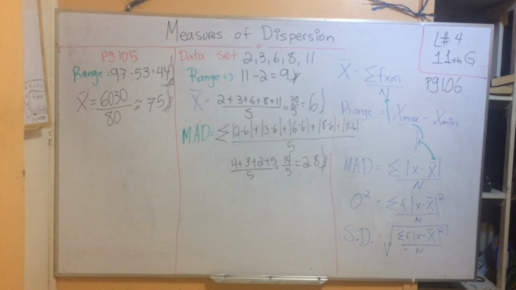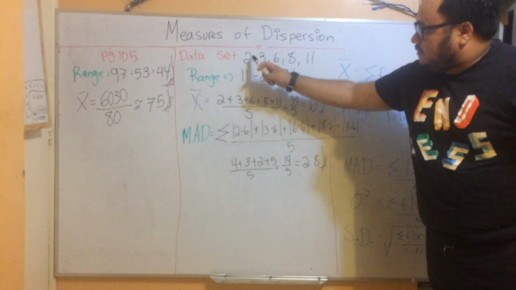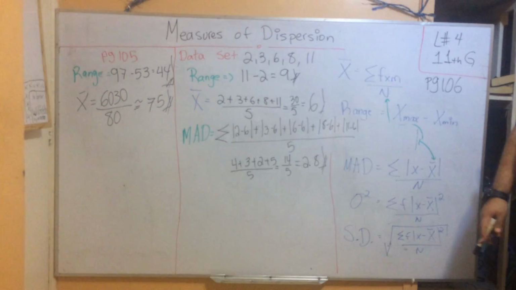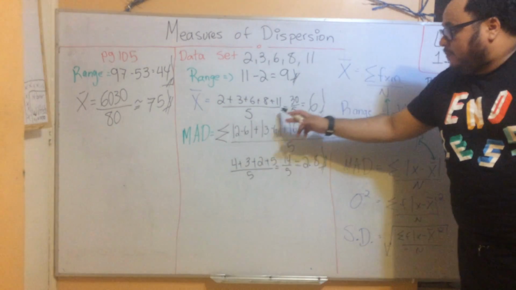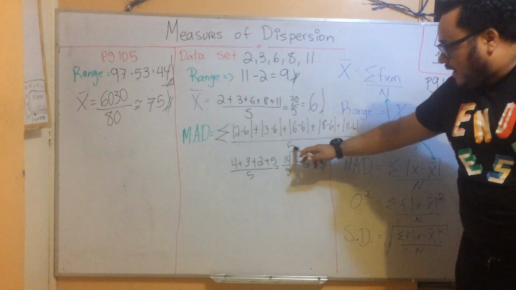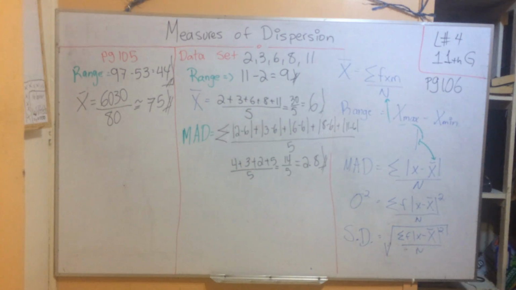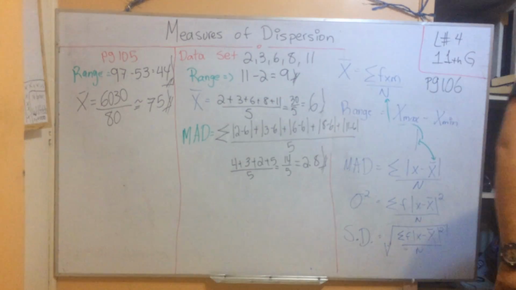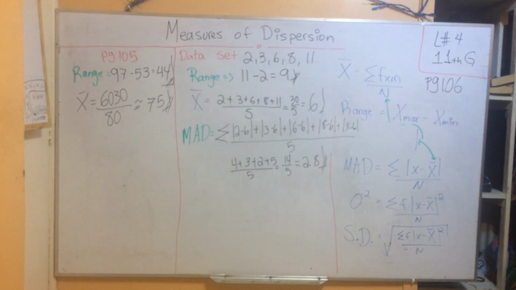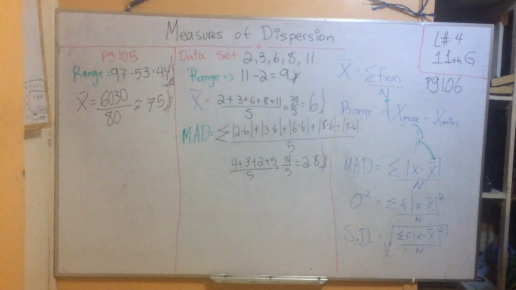Let's review. How do we get to this number? We take each number x from the data set, and we subtract it from the mean, which is this. The sum of all of these numbers divided by the quantity of data is going to give us the mean absolute deviation. Now what is the mean absolute deviation in the other one? In the information that we have on page 105, sorry. So let's calculate.